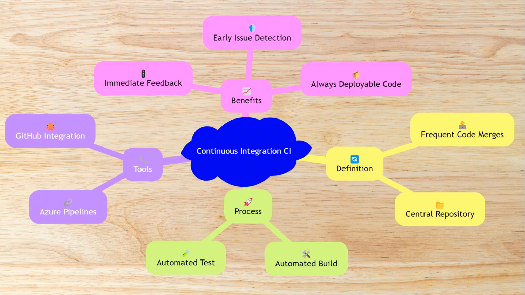Continuous integration, CI, is a practice where developers frequently merge their code changes into a central repository. Each merge triggers an automated build and test process. With Azure Pipelines integrated with GitHub, every push to the repository initiates a CI pipeline. This ensures that the code is always in a deployable state. Developers receive immediate feedback on their changes, allowing them to identify and fix issues early in the development cycle.